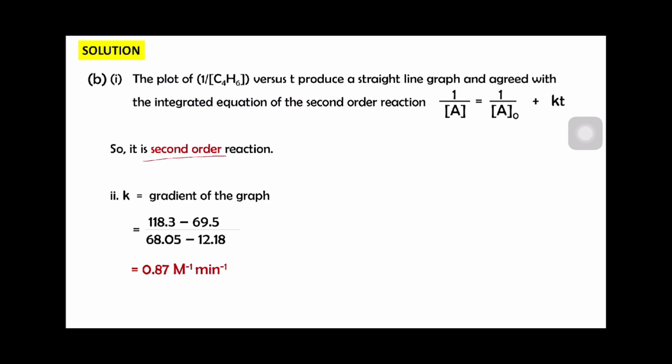And then, how to calculate the gradient of the graph? To calculate the gradient of the graph, we have to take 2 points on the graph, and then we just write (y2 minus y1) over (x2 minus x1). So then we will get the answer, which is 0.87 per molar per minute. The gradient of the graph is actually the value of the rate constant.